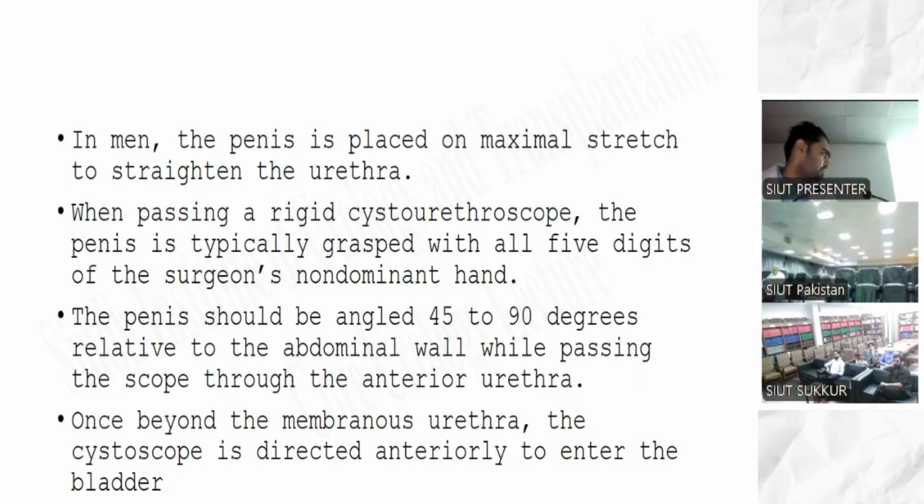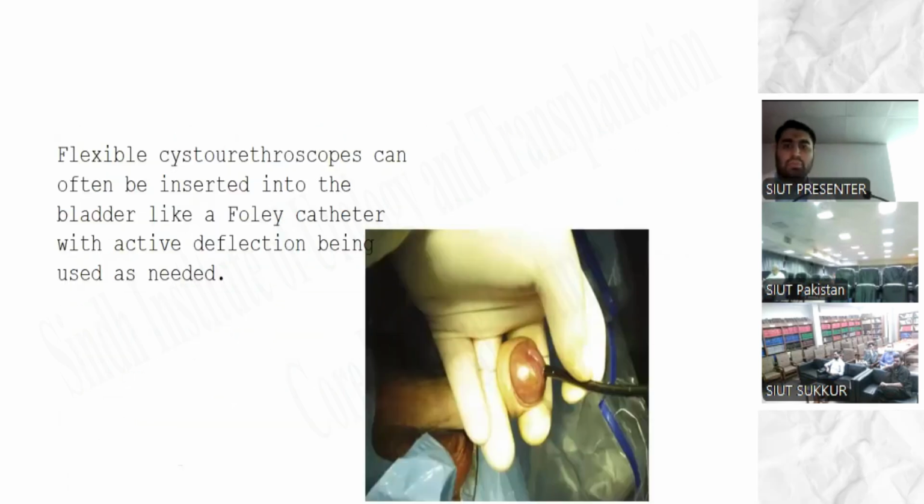And in the case of the flexible cystoscope, once it is inserted a few centimeters, then we have to use the index finger and the thumb, and it should be inserted like a Foley's catheter.